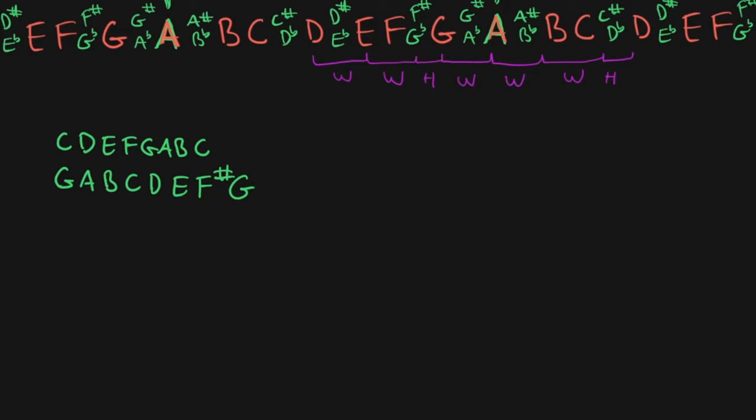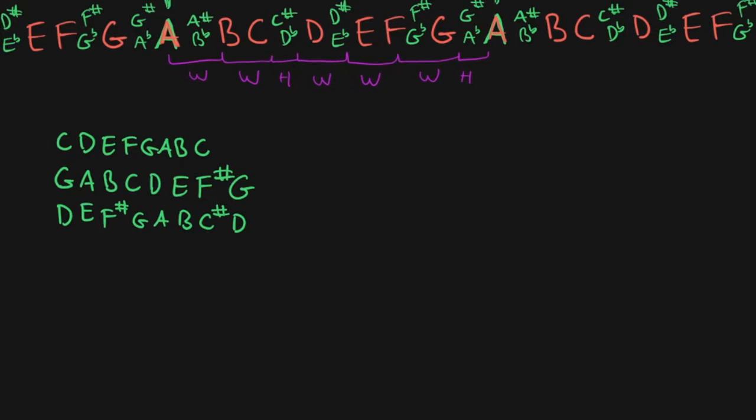Now we'll do the same thing, and we'll slide it over to D root. D, E, F sharp, G, A, B, C sharp, D. As we move it over to the A root, we get the A major scale, consisting of these notes: A, B, C sharp, D, E, F sharp, G sharp, A.